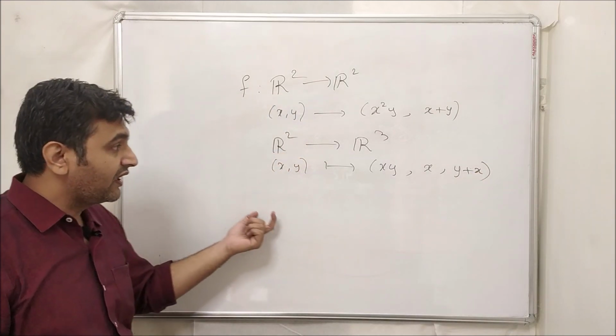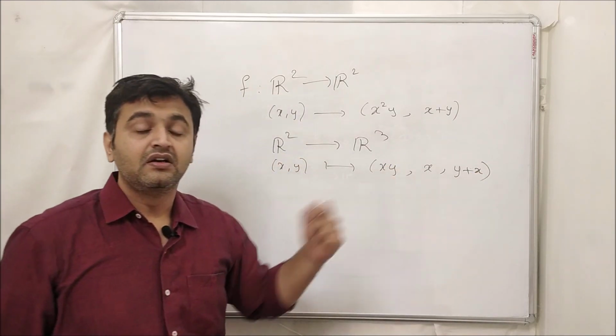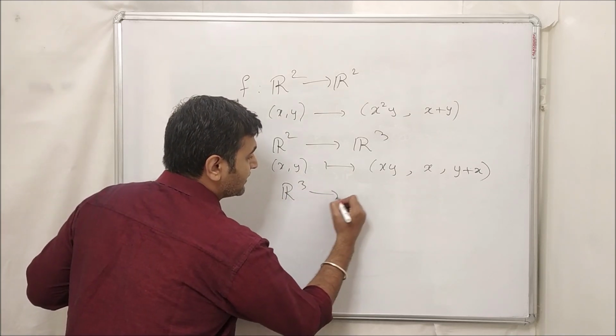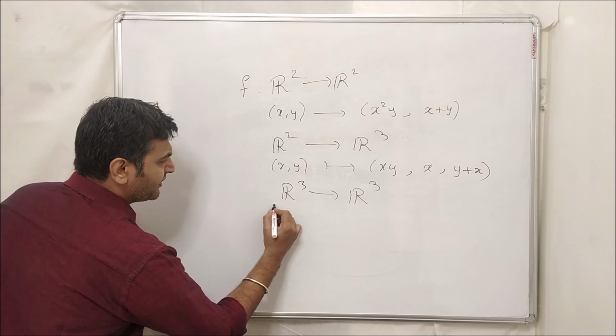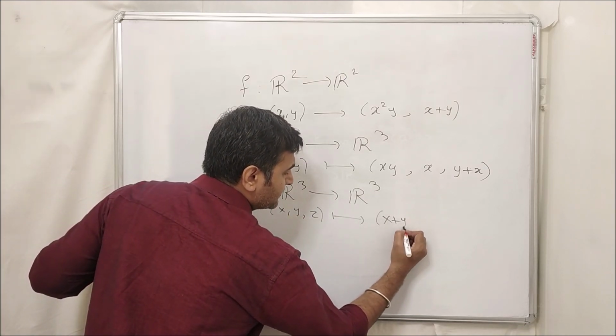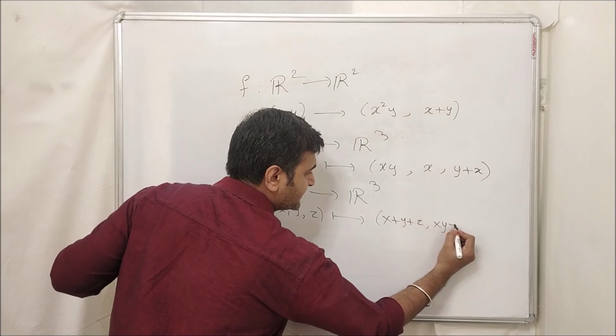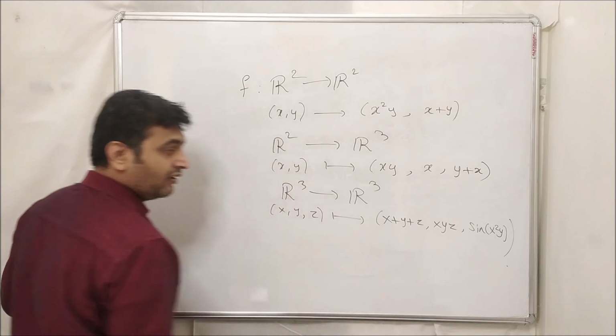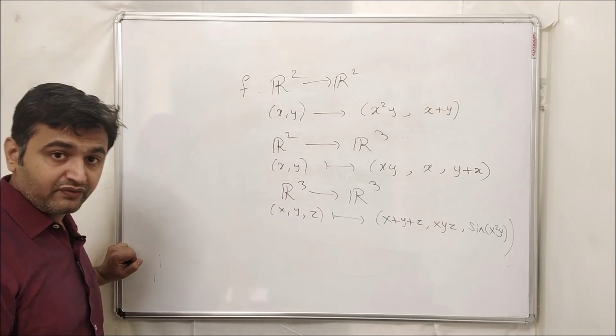So this is a function from R2 to R3. So this is again a vector valued function. Or suppose R3 to R3. So you can state plenty of examples. So let me take this as a final one. Say x plus y plus z here, you have xyz, and here you have sine of x square y. So this is another example of a vector valued function.